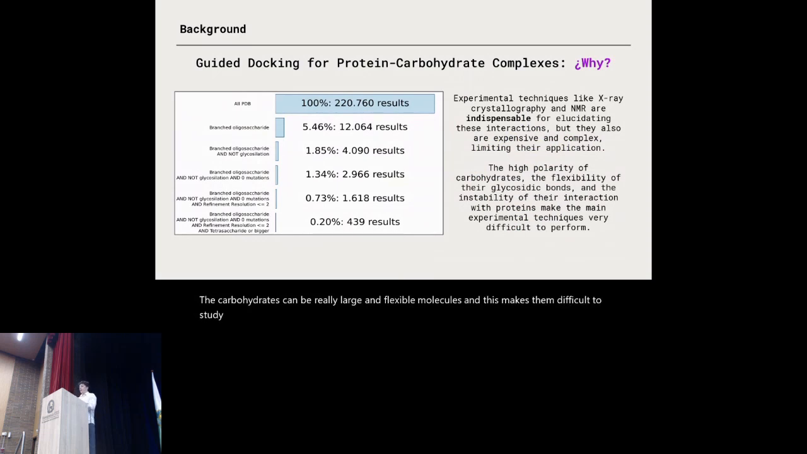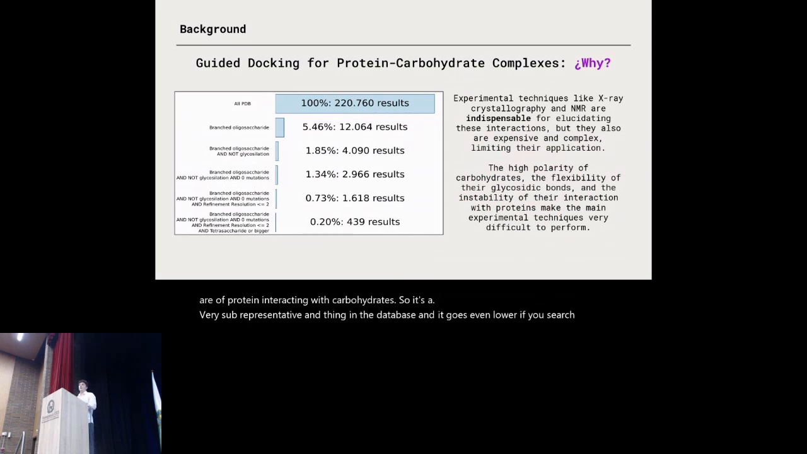We can see this effect, for example, by searching the Protein Data Bank. Of all the available structures, which are more than 220,000, only a bit more than 4,000 are of proteins interacting with carbohydrates. So it's very under-represented in the database, and it goes even lower if you search for high-quality structures with big sugars, made of 4 sugar rings or more. That leads to a bit more than 400 results. It's a very small number, so it's an under-represented problem.